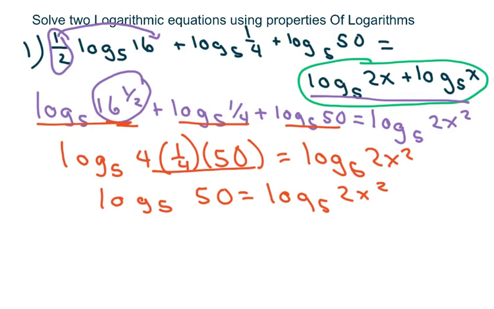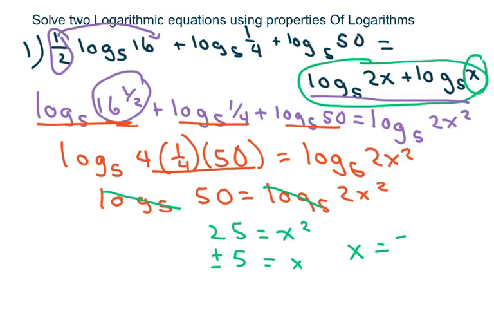Now, since I have one log on each side, I can cancel. Divide by 2, I get 25 equals x squared. You square root both sides, you get x equals plus or minus 5. Now, you have to be sure to check your solutions. And when I plug in -5 into this part right here, it doesn't work. So my only solution is x equals 5.